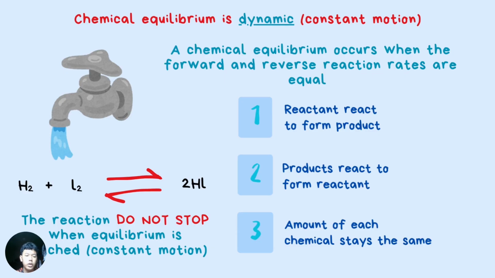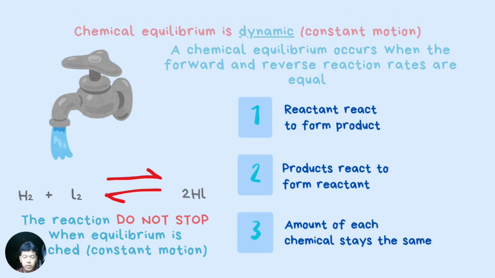Alright, we've got some examples here. H2 plus N2, we're going to get 2 HN. So basically, the reactions do not stop when equilibrium is reached. What you have here is constant motion going forward and reverse. So it's basically constant motion going on right now.